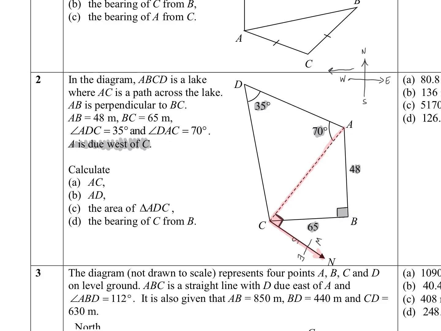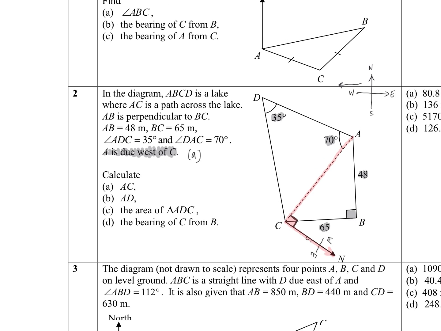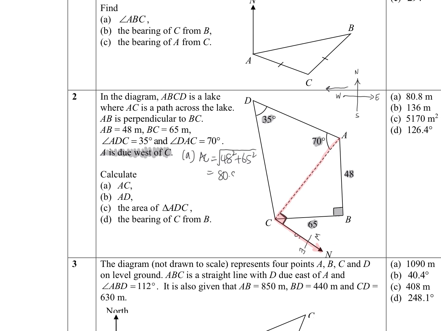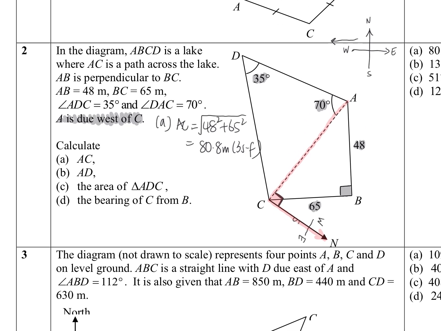So how do you think we can find AC? Pythagoras theorem, because of the triangle ABC. So part A. Okay, so let me write down. To find AC is the square root of 48 squared plus 65 squared. And then the 3SF answer is 80.8 meters. 3SF. Okay, just use Pythagoras theorem directly.